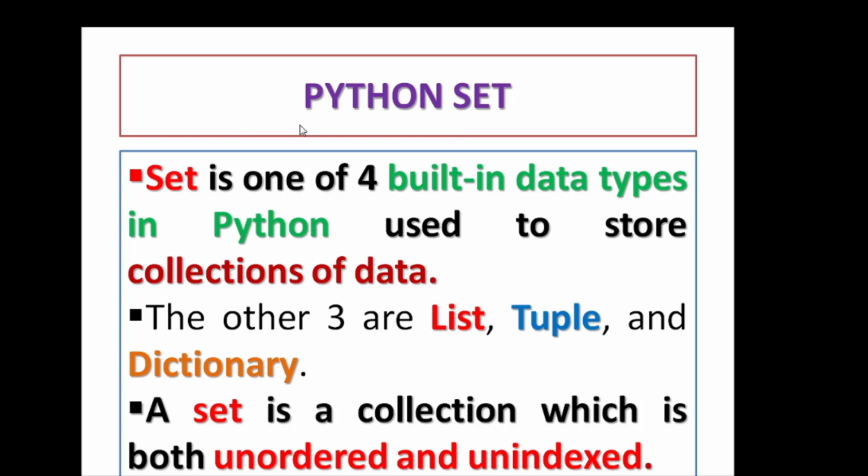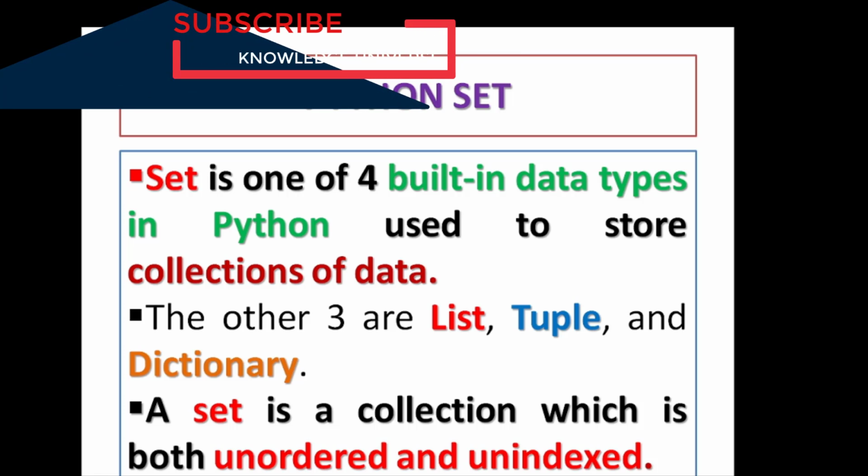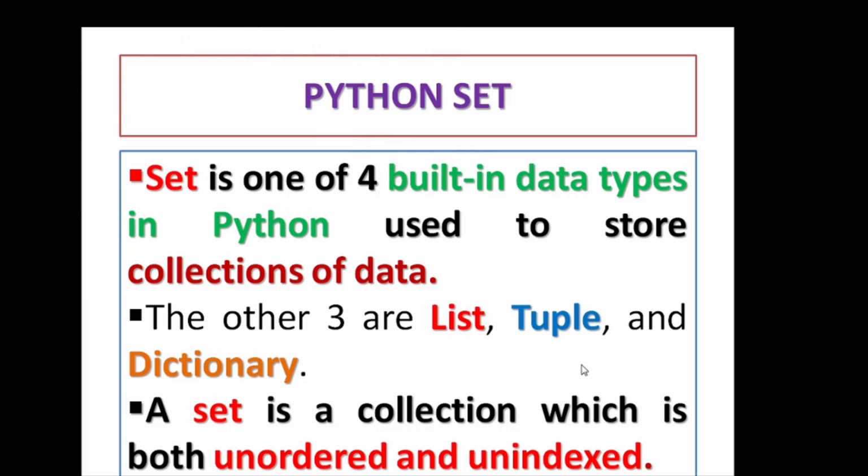A Python set is one of 4 built-in data types in Python used to store collections of data. The other 3 structures are list, tuple, and dictionary. In the first video in this series I teach you what a list is. In the second video I teach you what a tuple is, and in the last video I teach you what a dictionary is. So a set is a collection which is both unordered and unindexed.